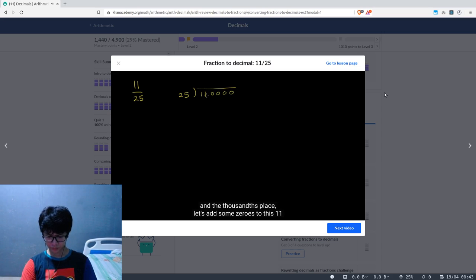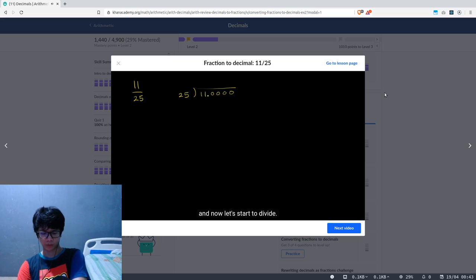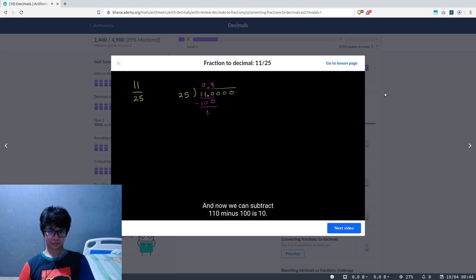let's add some zeros to this 11 right over here after the decimal. And now let's start to divide. 25 doesn't go into 1. 25 doesn't go into 11. 25 does go into 110. 25 goes into 110 four times, 4 times 25 is 100. Let's keep the decimal up here, so we'll write 0.4. Now we can subtract. 110 minus 100 is 10, and now we can bring down another 0. 25 goes into 100 exactly 4 times. 4 times 25 is 100, and then you subtract and you get 0. So we actually didn't even have to round this one. This fraction is exactly 0.44.